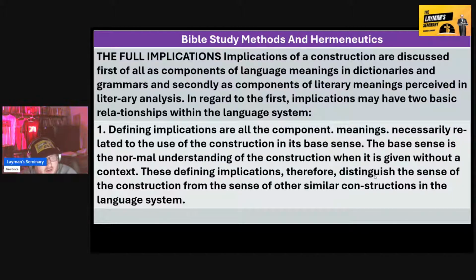In regard to the first, implications may have two basic relationships within the language system. One, defining implications are all the component meanings necessarily related to the use of the construction in its base sense. The base sense is the normal understanding of the construction when it's given without a context. These defining implications therefore distinguish the sense of the construction from the sense of other similar constructions in the language system.